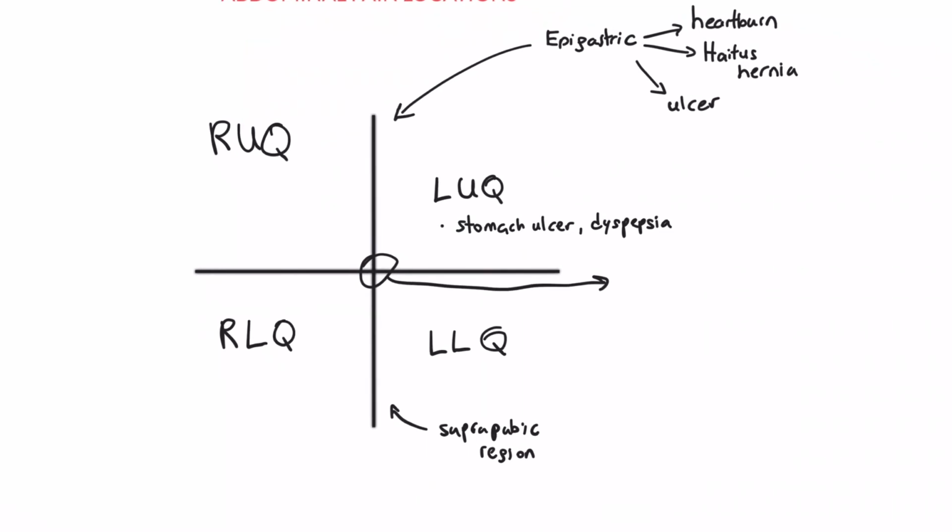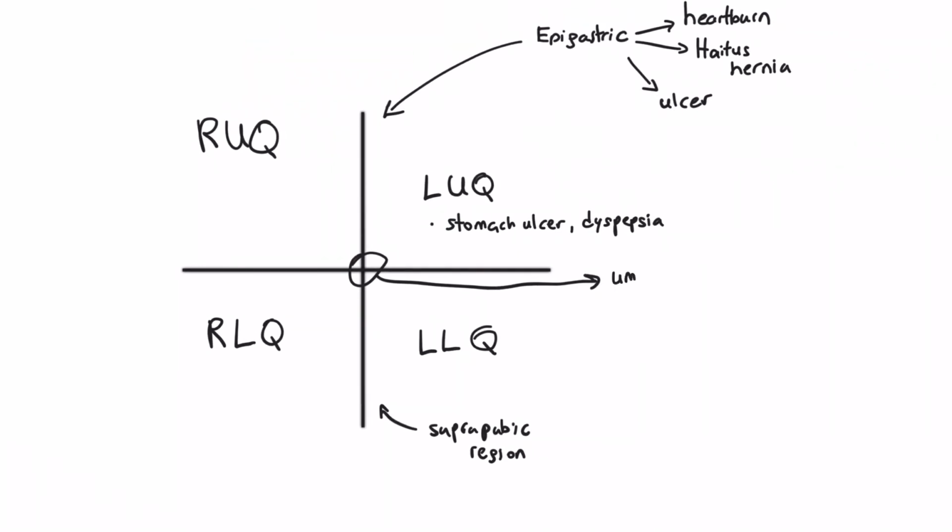Oh, I also forgot the umbilical region. Sorry, umbilical region, whatever it is. Right. Actually, let's talk about the umbilical region. Normally, you don't find anything other than maybe another hernia or early appendicitis, which obviously will radiate eventually to the right lower quadrant.